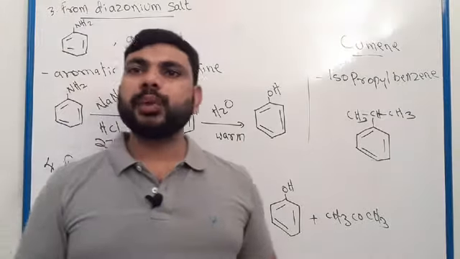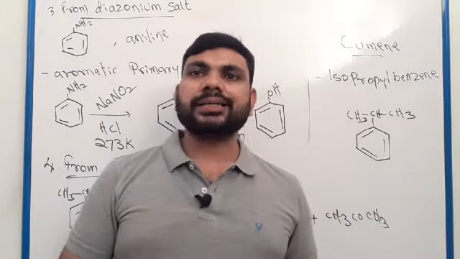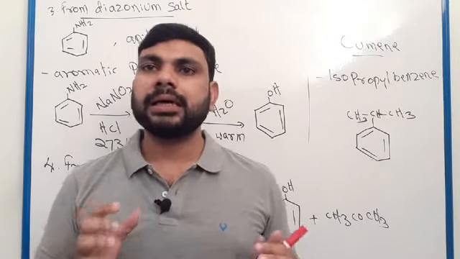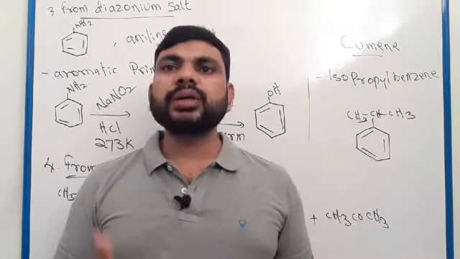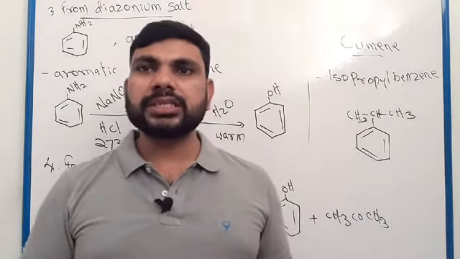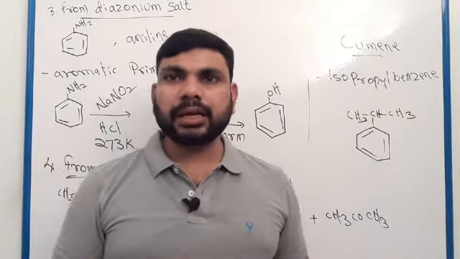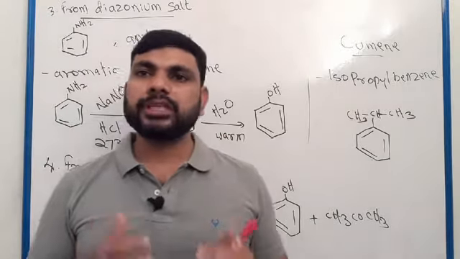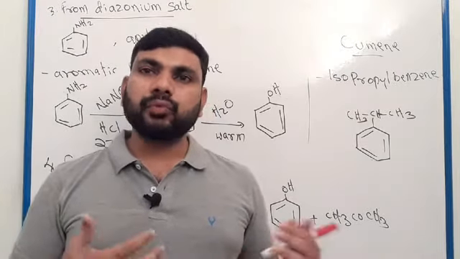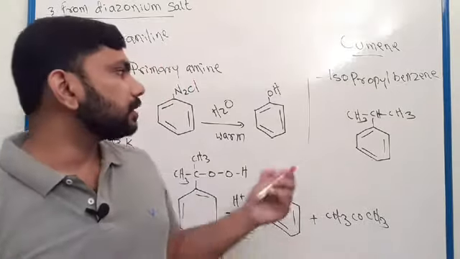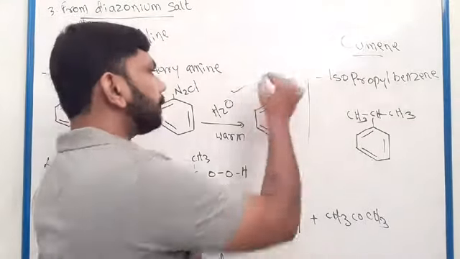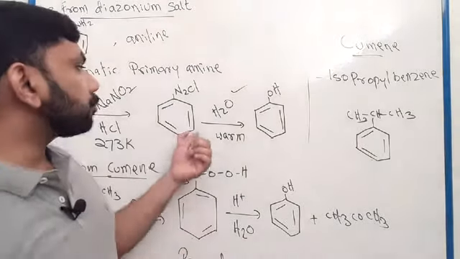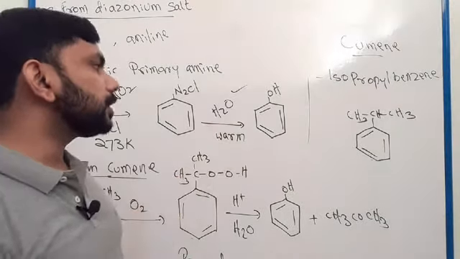Before, in the previous case, we discussed sodium phenoxide, a benzene ring with ONa on top. Sodium phenoxide treated with aqueous HCl gives phenol. Similarly here, benzene diazonium chloride treated with water and warming the mixture changes to phenol.